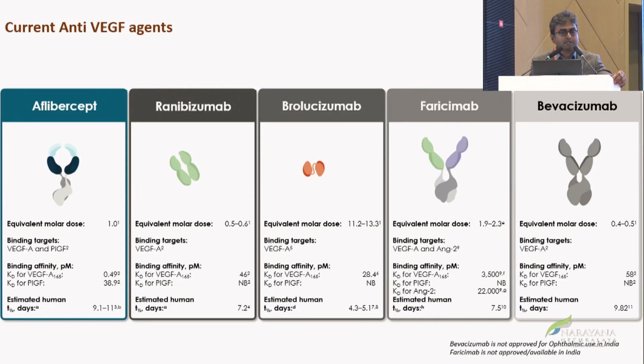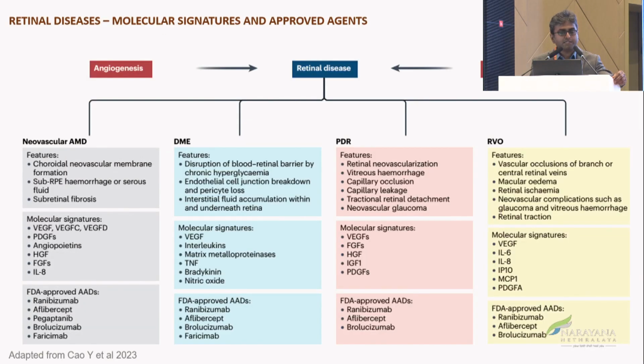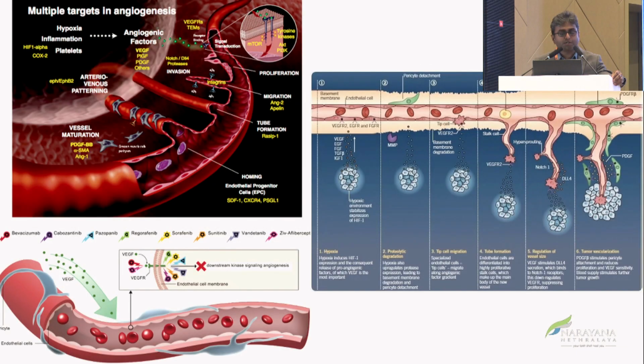So these are the current anti-VEGF agents, and these are the retinal diseases' molecular signatures. If you look at neovascular AMD, DME, PDR, and RVO, these are the molecular signatures, and different angiogenic, pro-angiogenic and anti-angiogenic factors play a great role in such conditions. Looking at multiple targets in angiogenesis, at every step you have different factors that could be targeted to prevent or stop this angiogenesis.